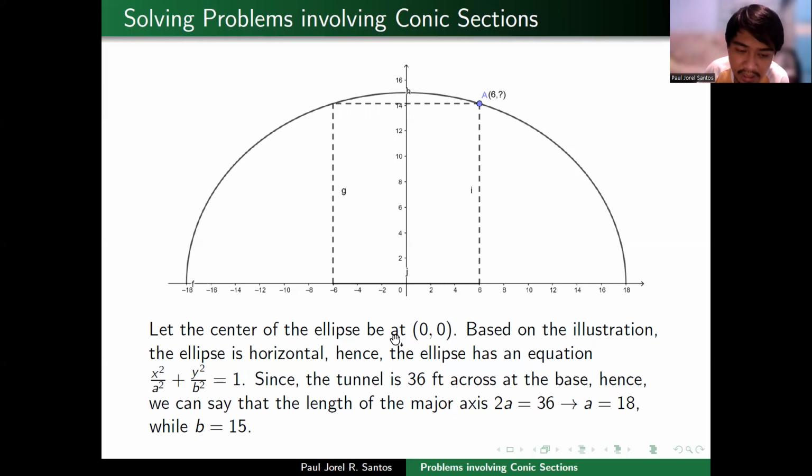While b is 15 because that is the distance between the center up to a co-vertex. Okay, the co-vertex here is this point. So from this point, (0, 0), up to here is 15 feet. Okay, so b is equal to 15.